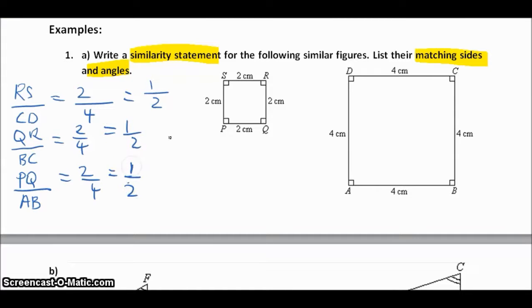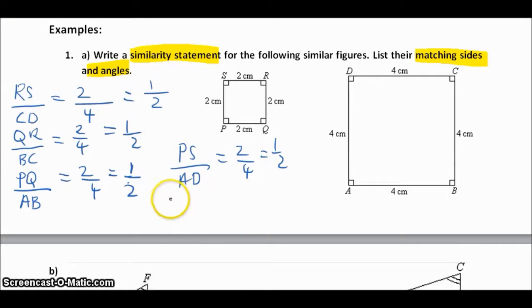So can you see what I'm doing? I'm matching up the matching similar sides in the same order. PS over AD equals 2 over 4, which equals a half. And you should notice that these are all in the same ratio, and that's what makes them similar. So that's the first thing I'm going to do.